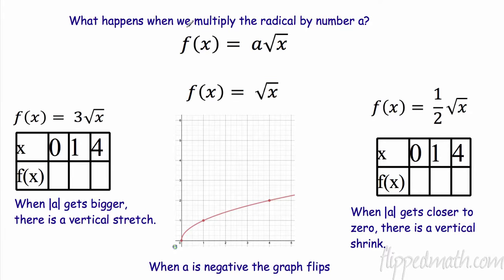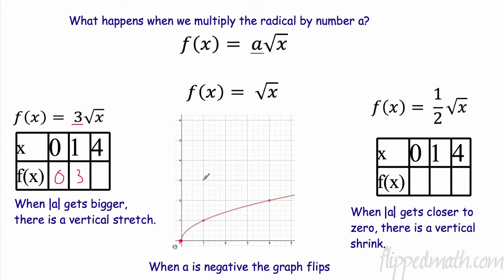What happens when we multiply this radical by some number a? Well, let's take a look. Let's say that number is 3. So the first thing I need to do is put in 0. The square root of 0 is 0, times 3. Oh, that doesn't change anything. Plug in a 1. The square root of 1 is 1. 1 times 3 is 3. So now I have 0, 0.